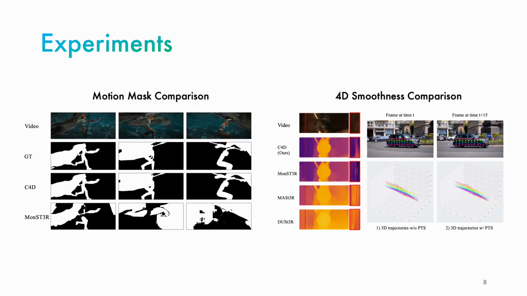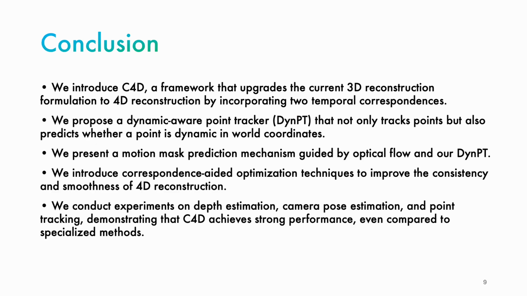To complement our quantitative findings, we present qualitative comparisons. On the left, we compare our generated motion masks against those from MonST3R. Our method produces masks that are visibly more accurate and complete, which is crucial for the subsequent optimization stages. On the right, we illustrate the effect of our point trajectory smoothness objective. The temporal depth visualization at the left confirms that our full pipeline produces more stable and temporally consistent depth maps. Furthermore, the 3D trajectories at the right show a clear reduction in temporal jitter after applying the PTS objective, resulting in smoother motion paths.